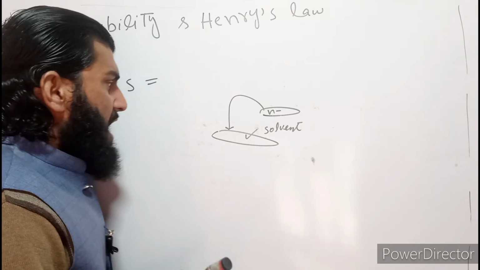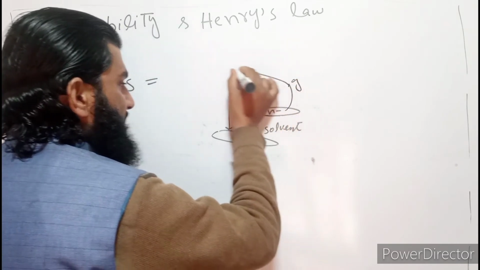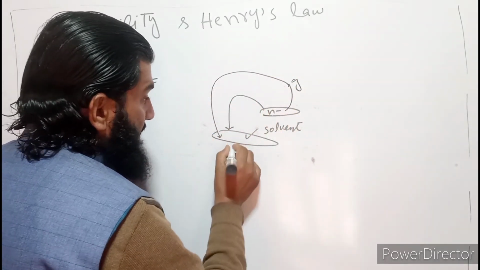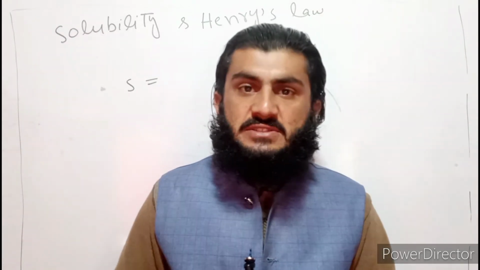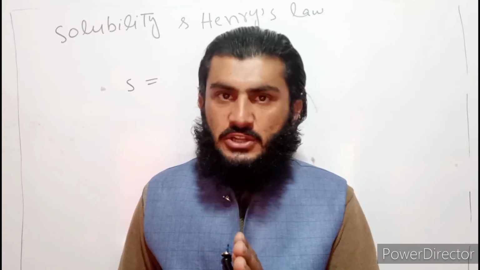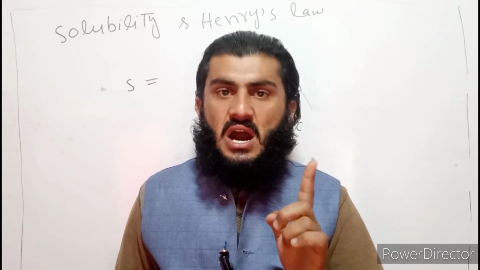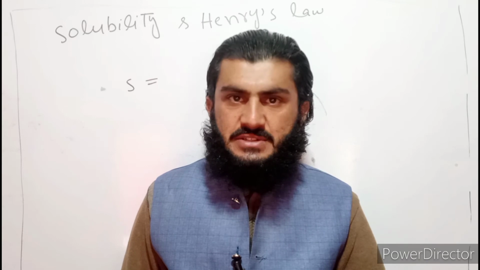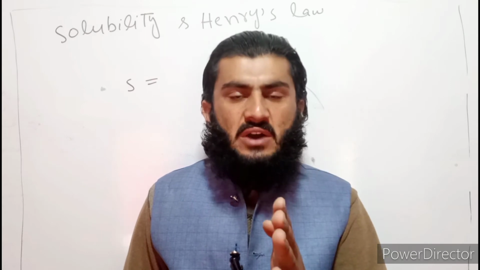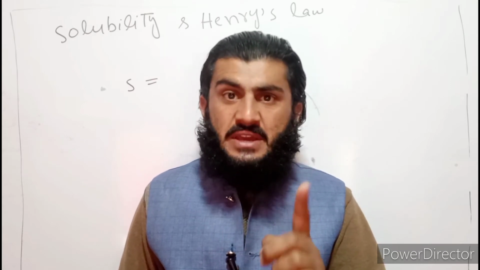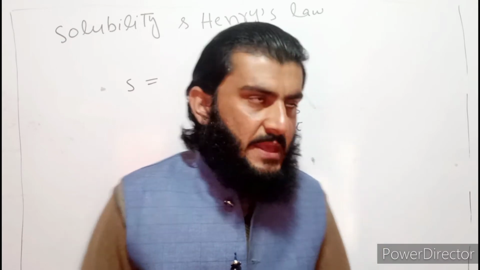Or in the other form, the number of grams of solute which saturate 100 grams of solvent. So we can define solubility as the number of moles of solute which make a saturated solution in 1 liter of solvent, or in other words, the number of grams of solute which make a saturated solution in 100 grams of solvent. Clear?